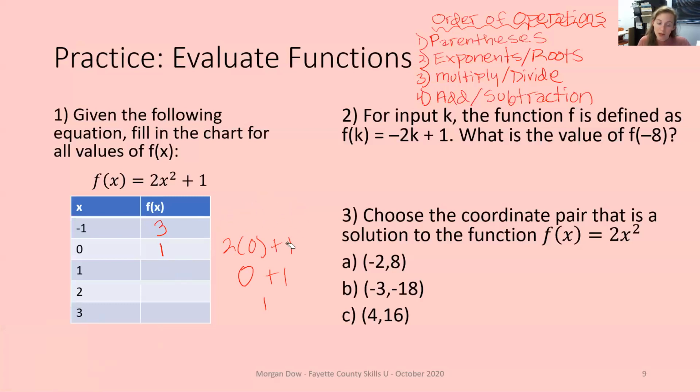Okay, and I would highly recommend that you pause the video right now and see if you can complete this table on your own, and then come back to the video to check your answers.